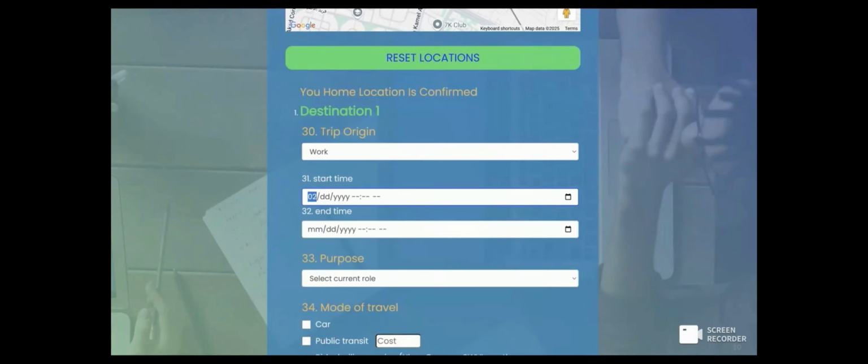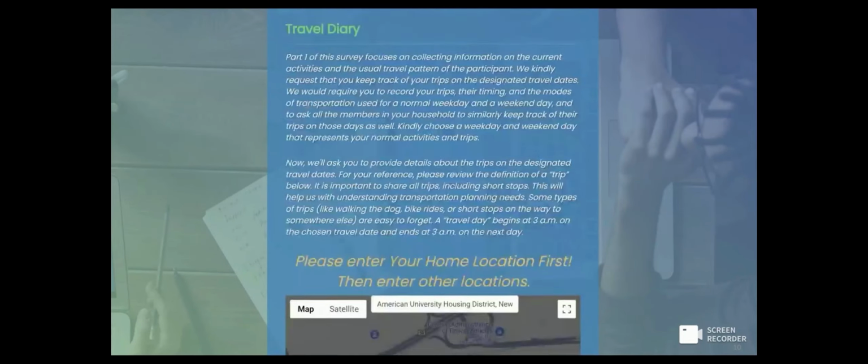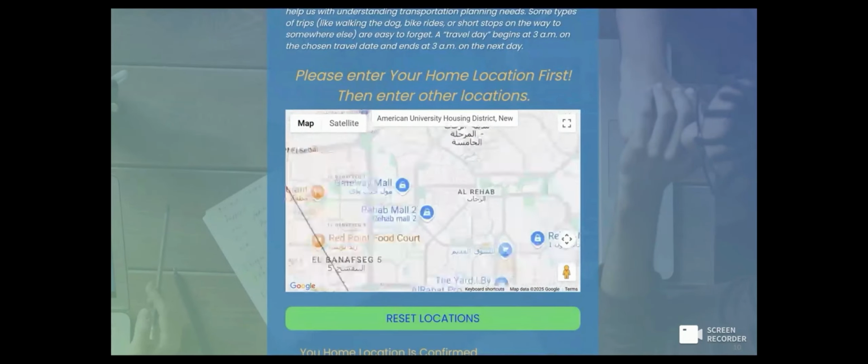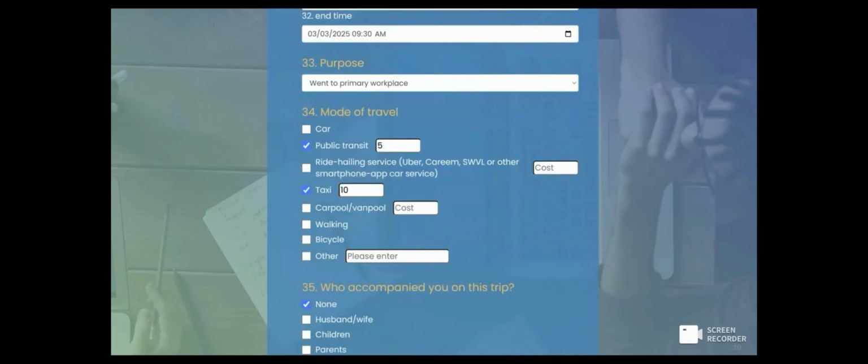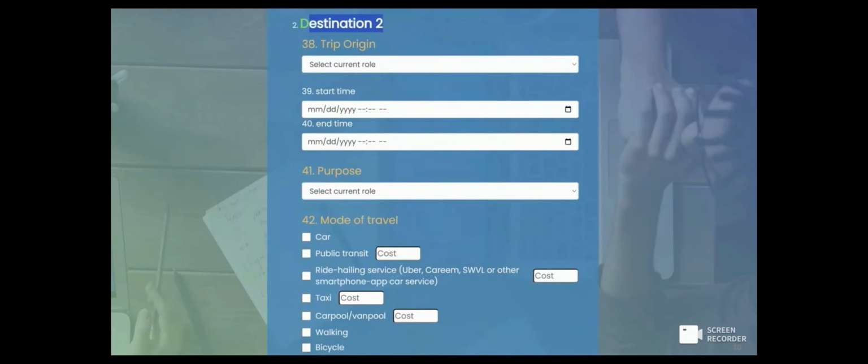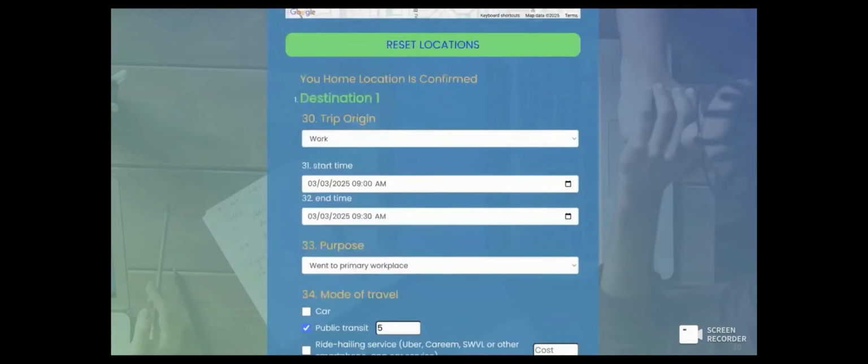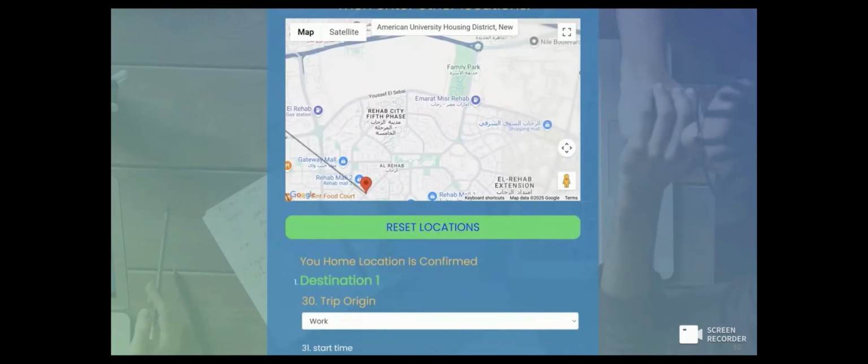People were responsive in this context, and as you can see dynamically, once they add a new destination point on the map, the system considers the previous point as the origin and adds a new destination. They are prompted to answer questions regarding the trip origin, start time, end time, purpose, modes of travel, and so on. They have the convenience to enter all the relevant data as they wish. Every time they add a point to the map, the system adds a new destination. If they remove it, the destination is removed. As you can see, it's very dynamic and very convenient.